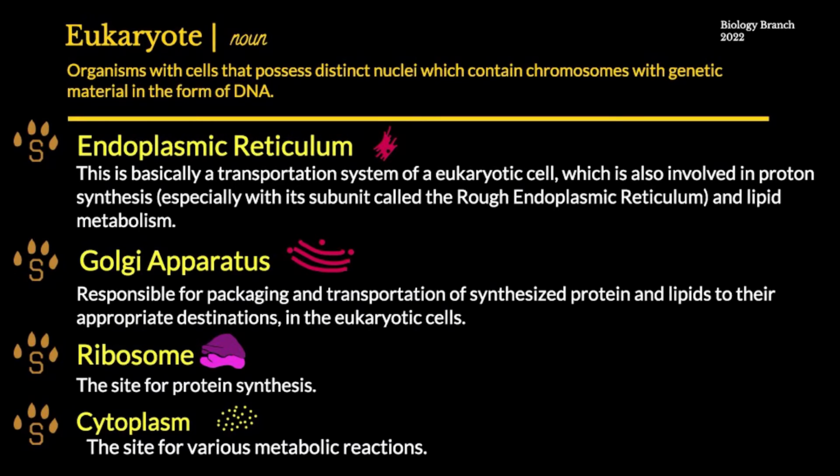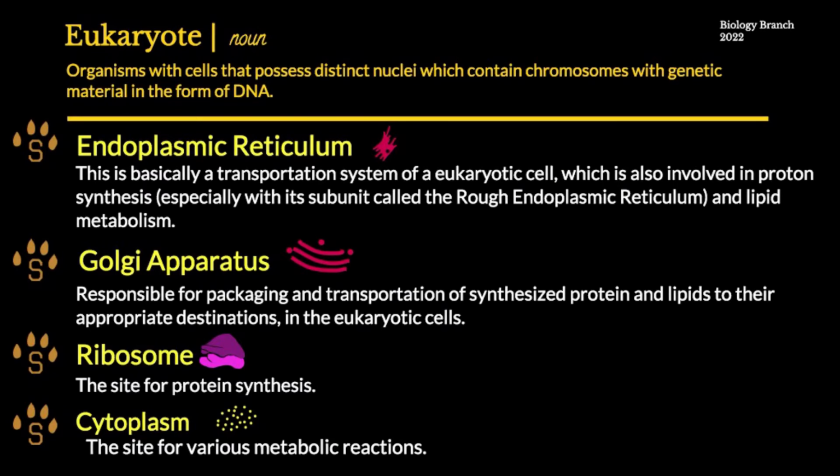Then the next part is the endoplasmic reticulum. This one is divided into two, which is the smooth and the rough endoplasmic reticulum. The endoplasmic reticulum is basically a transportation system of a eukaryotic cell, which is also involved in, oh my bad, that's a mistake. It's supposed to be protein, not proton. It's protein synthesis, especially with its subunit called the rough endoplasmic reticulum, and it's also involved in lipid metabolism.